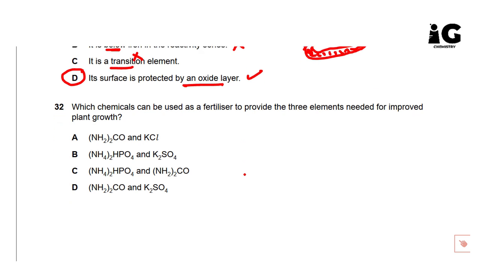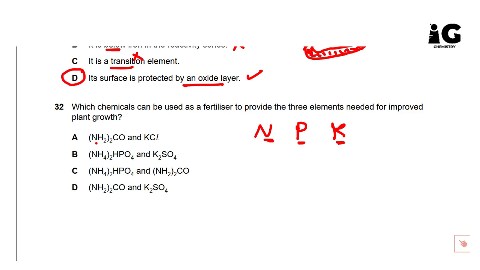Which chemicals can be used as fertilizers to provide the three elements needed for improved plant growth? We need to memorize firstly what are the three elements needed to improve plant growth. So actually we need nitrogen, very important. We need also phosphorus, and we need potassium. So we need to check for these three elements in the options.